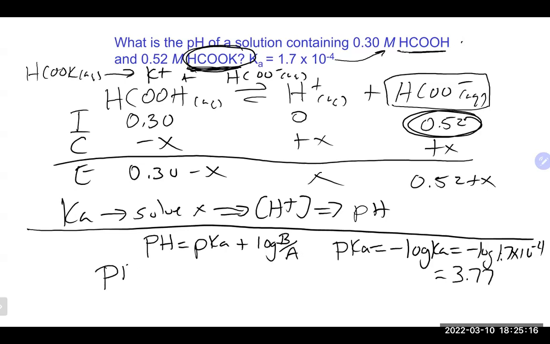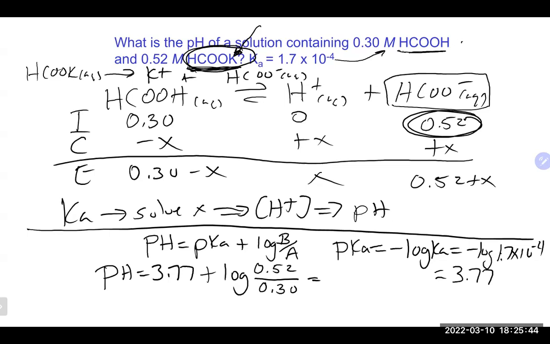That means the pH would equal 3.77 plus the log. Obviously, the species that is like the spectator ion is oftentimes the base, not always, but a lot of times. That's going to be 0.52 up on top. The acid is the formic acid, which would be our 0.3 on the bottom. And that would get us some type of pH. Let's see here.